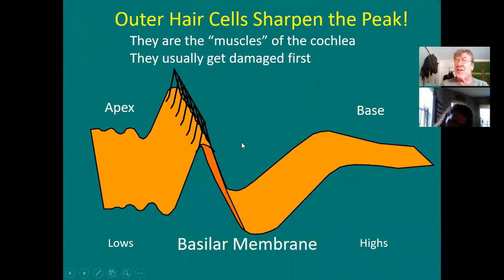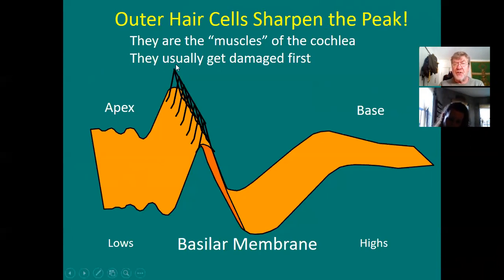The net effect of it is that the traveling waves are sharpened. You all remember this from anatomy class. So it's the sharpening in black. The outer hair cells are doing two things. They're amplifying the wave, making it taller, and they're sharpening it.